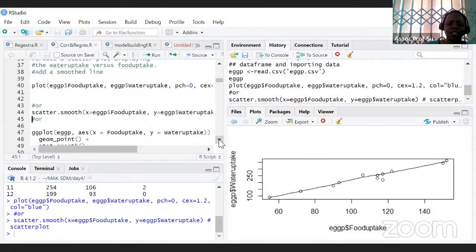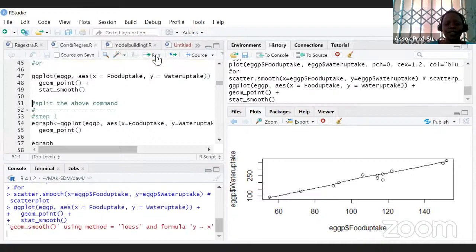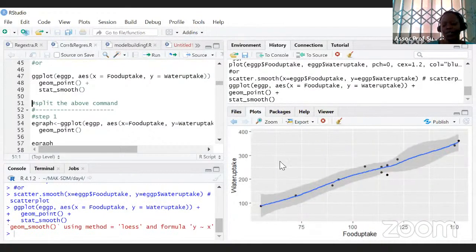Then the last one is when we use ggplot, and we run that. So ggplot plots our blue points, which are observed. The blue line is the fitted line. It is trying to show you if you fit a line. And we have named our Y as water uptake and our X as food uptake.